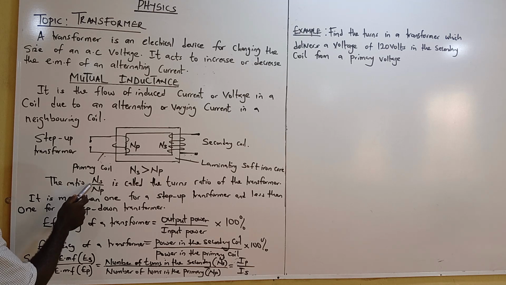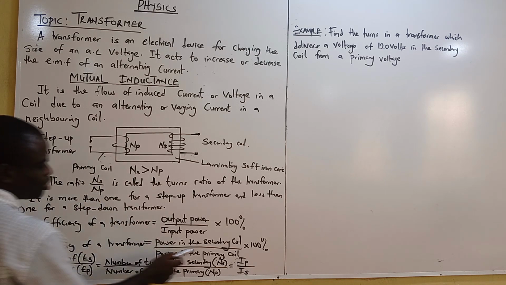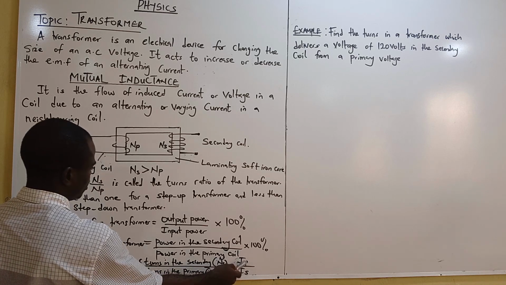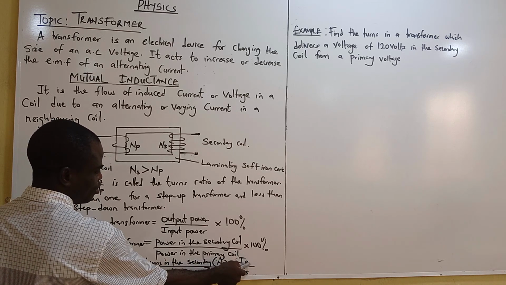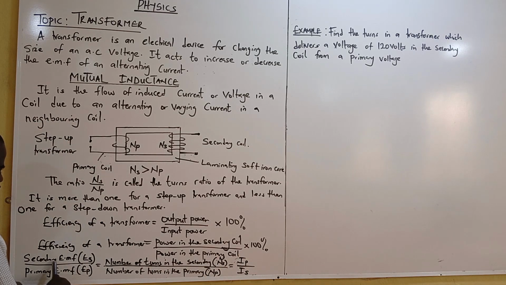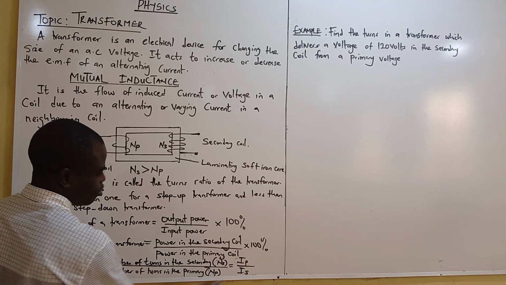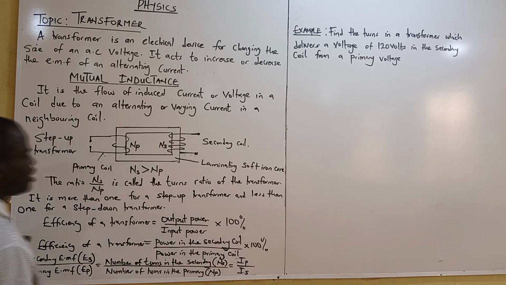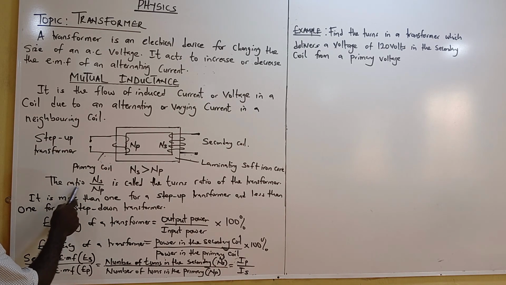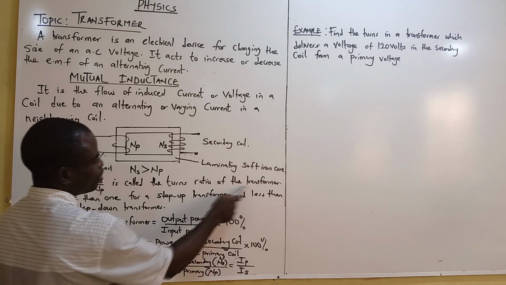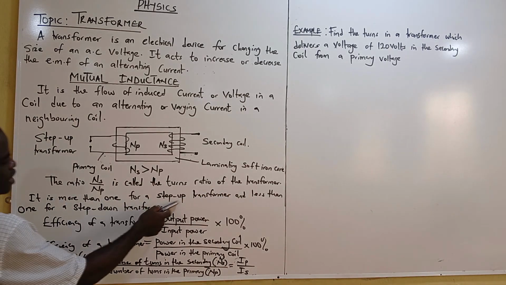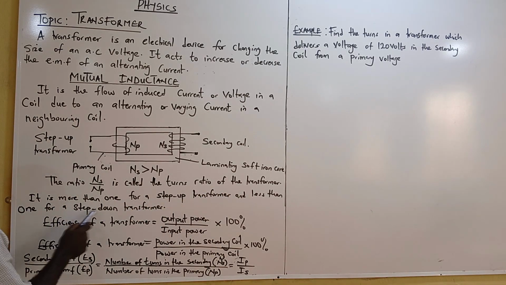Don't take it for granted. Please be observant. NS is at the numerator, NP is at the denominator. Is that okay? But when you get to the current, it will be the reverse. IP will be up, IS will be down. When you talk about EMF, it will be ES over EP equals NS over NP. But when it gets to current, it will be IP over IS. The ratio NS over NP is called the turns ratio of the transformer. It is more than 1 for a step up transformer and less than 1 for a step down transformer.